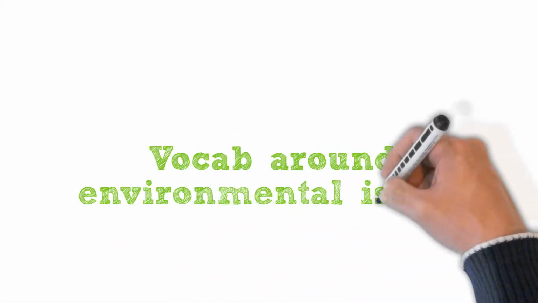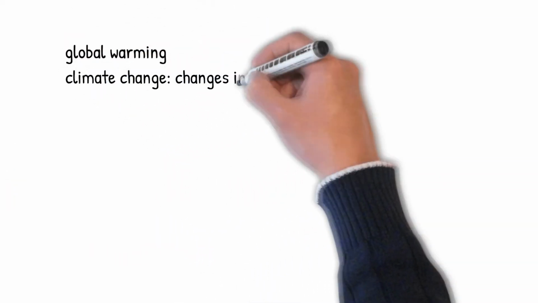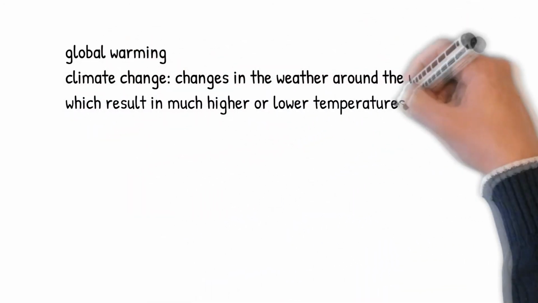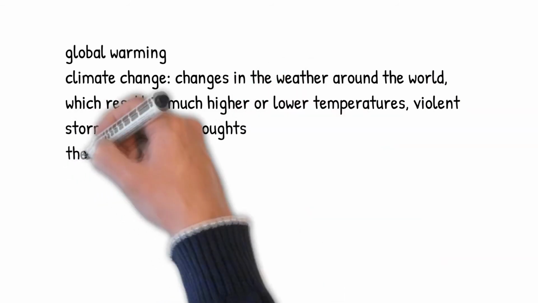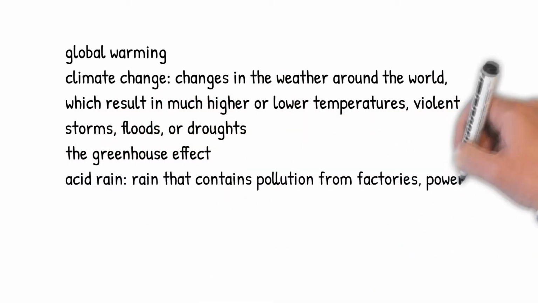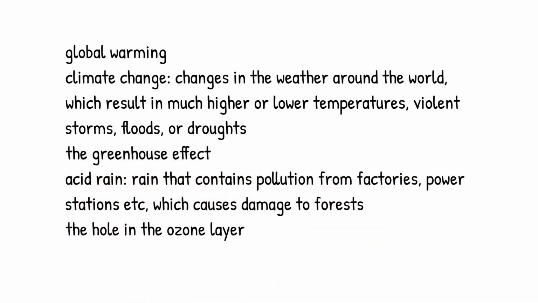How about vocab that you would use around environmental issues? Global warming, climate change. This is changes in the weather around the world, which results in much higher or lower temperatures, violent storms, floods, or droughts. The greenhouse effect. Acid rain. This is rain that contains pollution from factories and power stations, which causes damage to forests. The hole in the ozone layer.